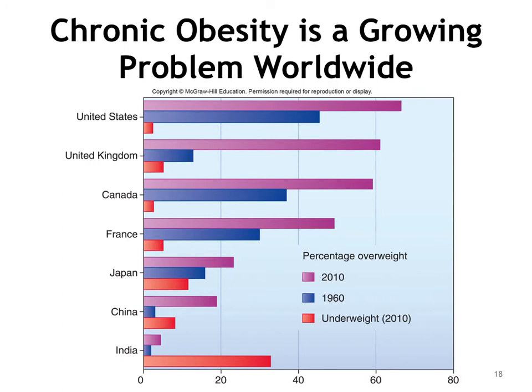Chronic obesity is a growing problem worldwide. In wealthier countries and many developed areas, the number overweight vastly exceed the number underweight. Reviewing this chart, which country has seen the greatest increase in obesity from 1960 to 2010?